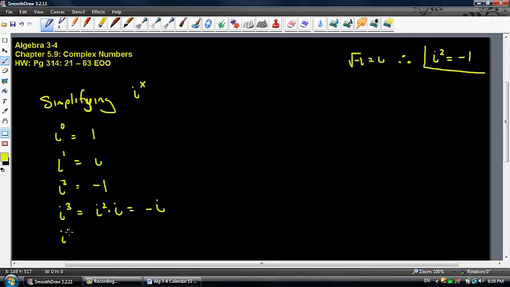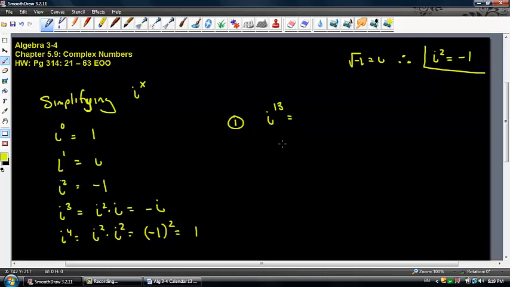And then i to the fourth is i squared times i squared, which is negative 1 squared, which is 1. So it starts to repeat itself, this cycle here, but the cycle isn't really super important so much as it is the technique that you get from the cycle in order to simplify i to what I consider crazy powers. For example, i to the 13th power. I do not want you going down this list until you get to 13. It's doable, but I don't recommend it.